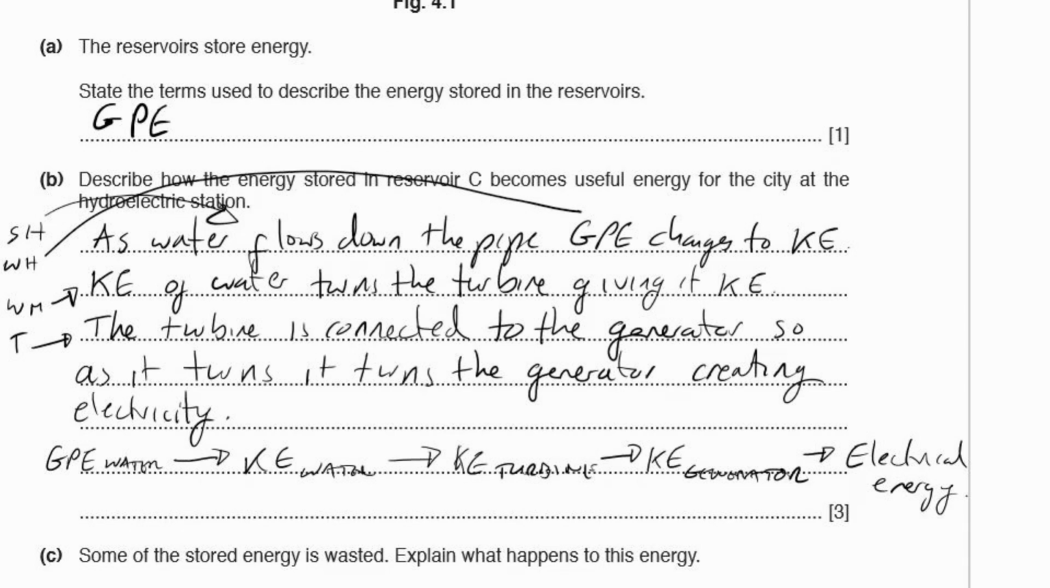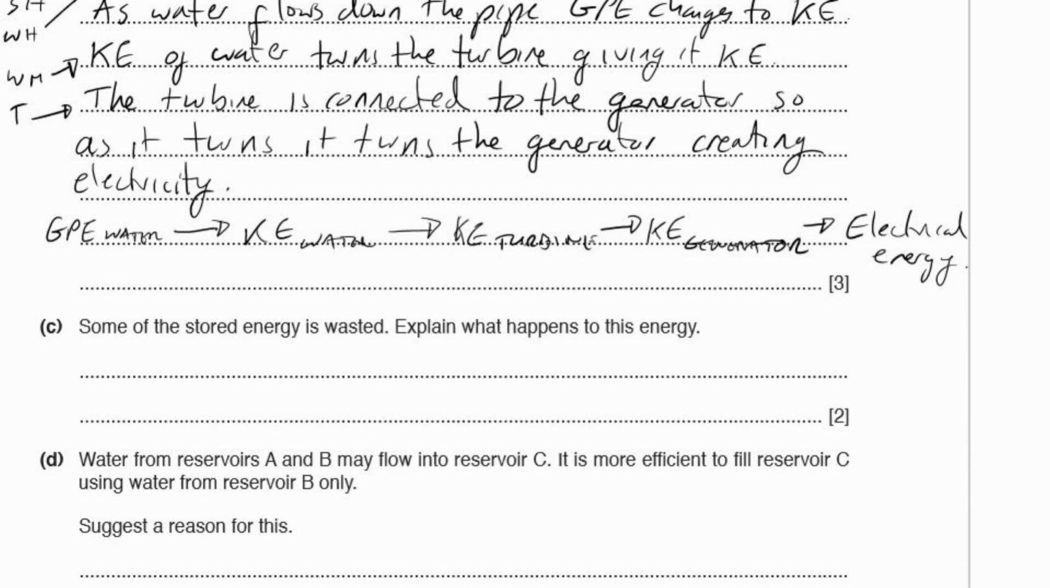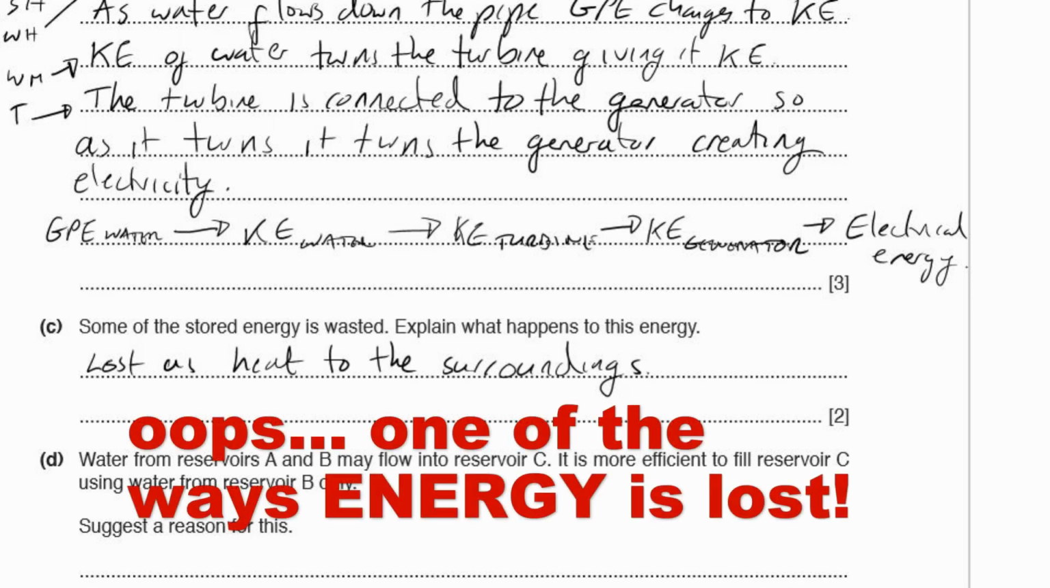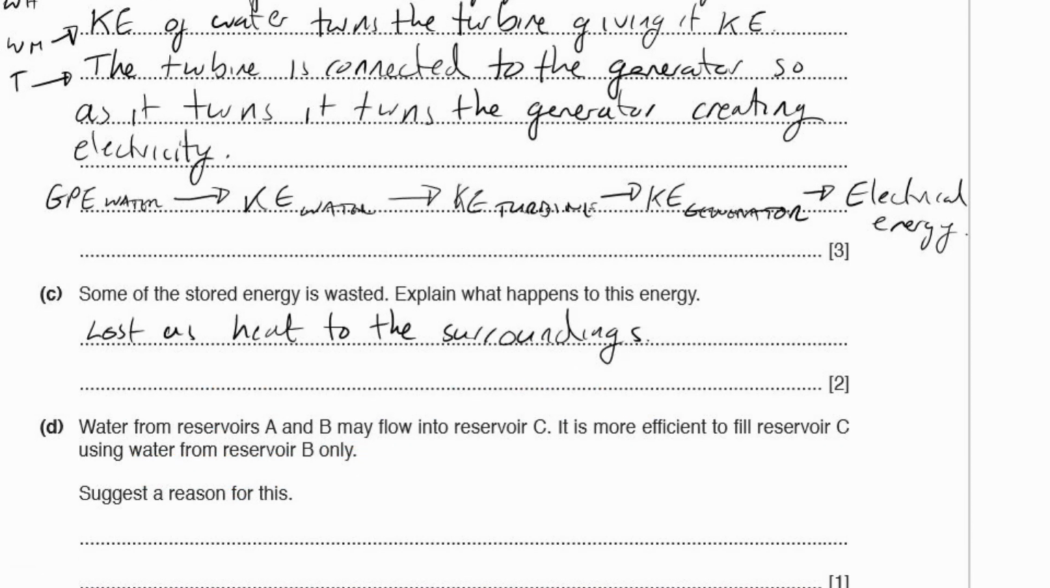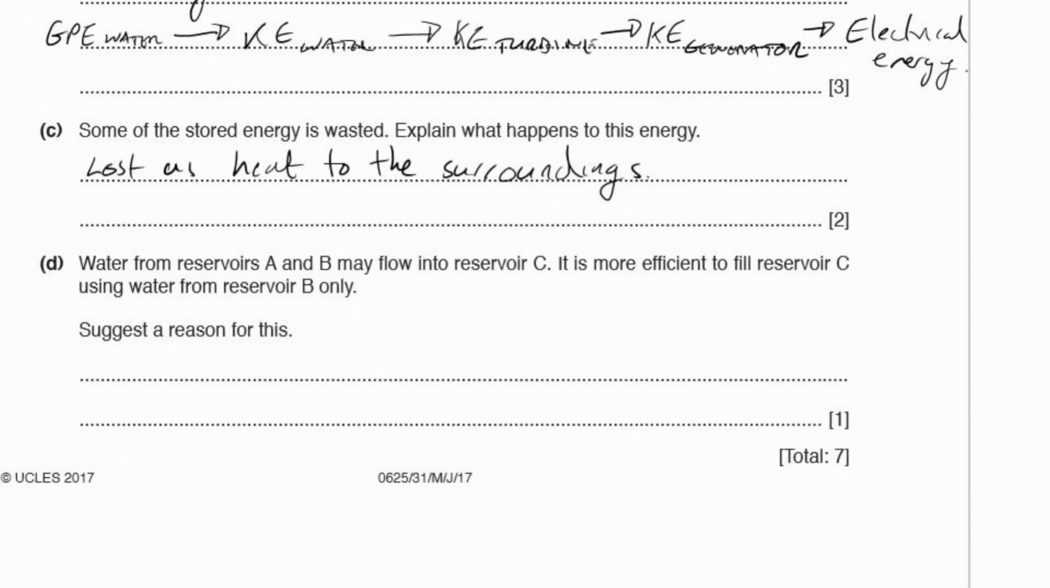Next one. Some of the stored energy is wasted. Explain what happens to this energy. Well, as it's travelling down, it actually gets warmer. And the water will lose this warmth to the surroundings. So it's lost its heat to the surroundings. That's what happens to it. And that's one of the main ways that energy is lost. It tends to be lost as heat. Normally heat and sound tend to be the two, but heat's the bigger contributor.